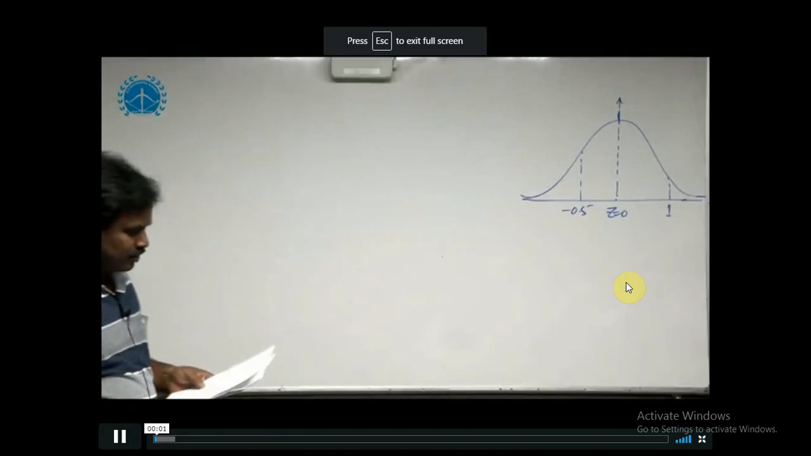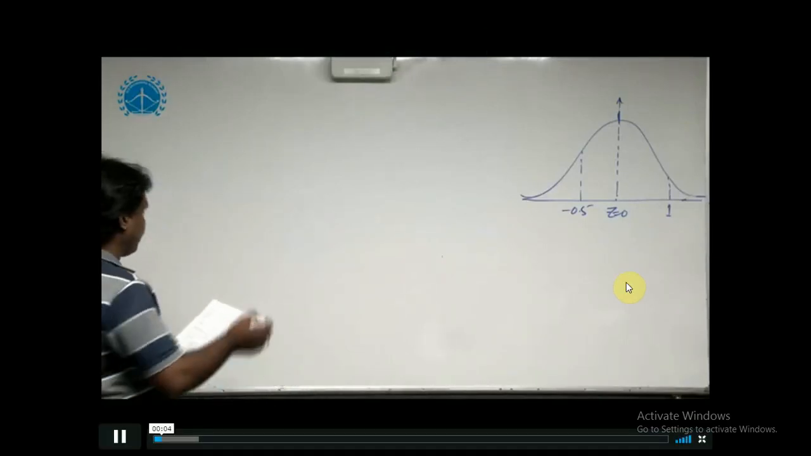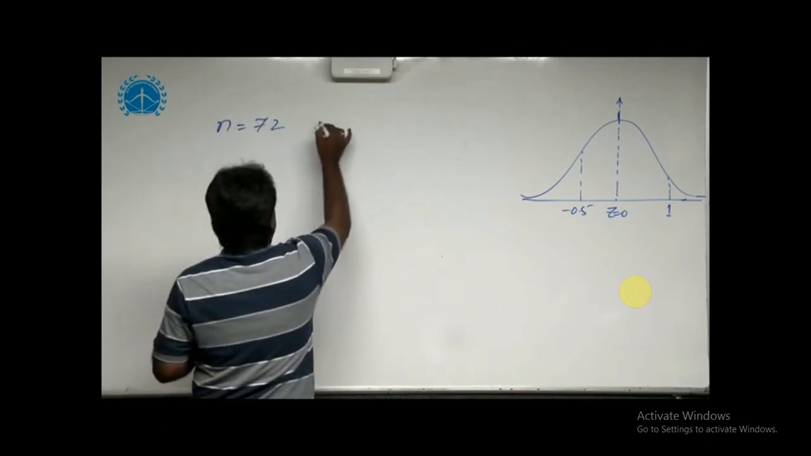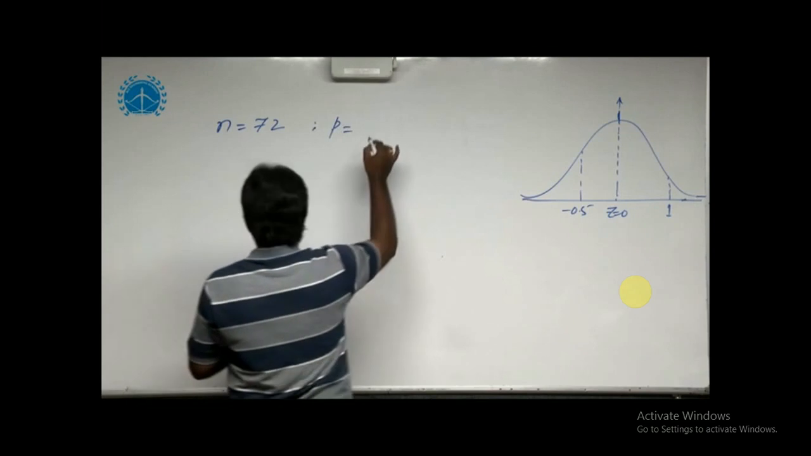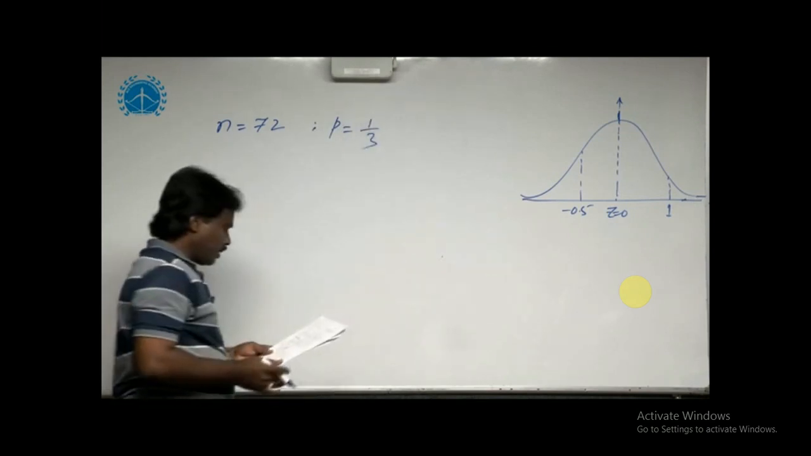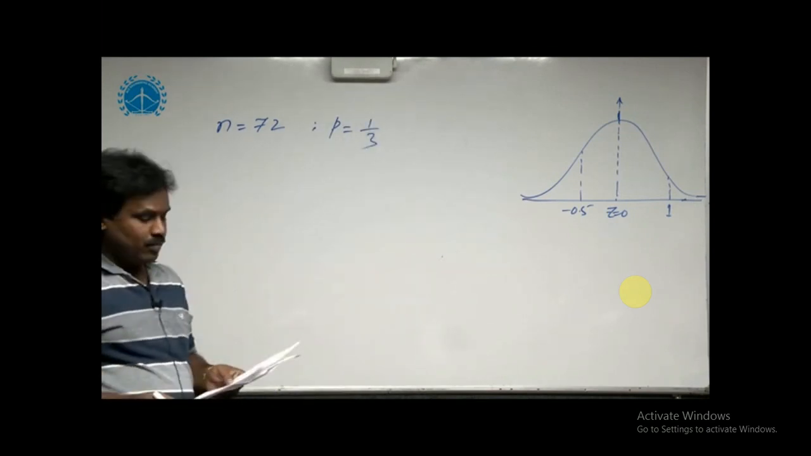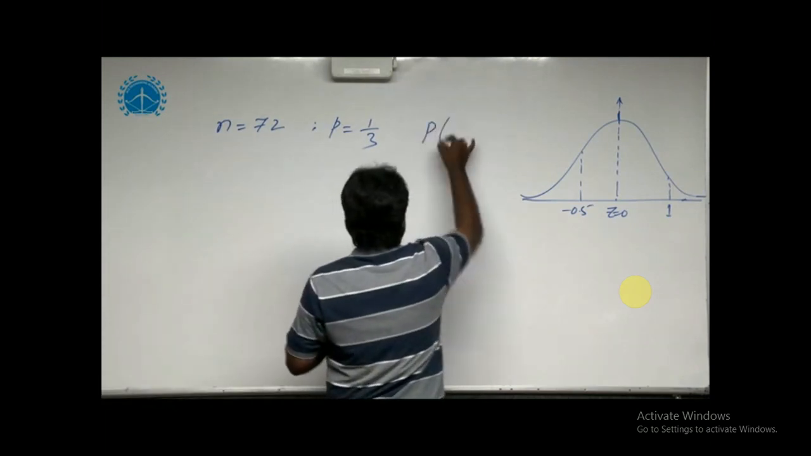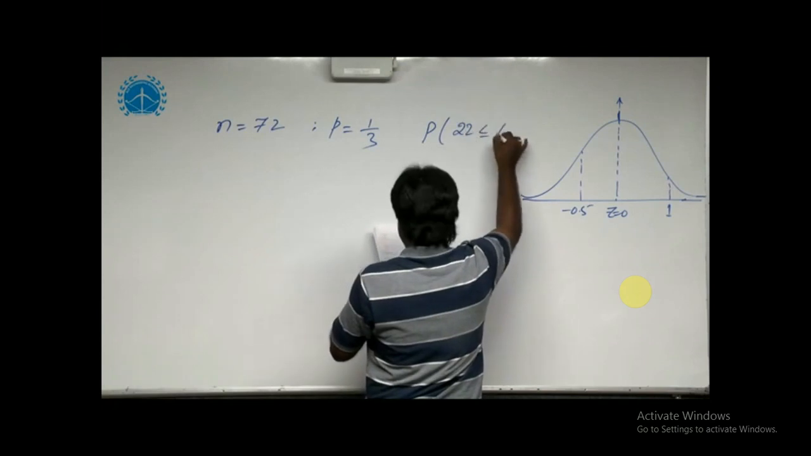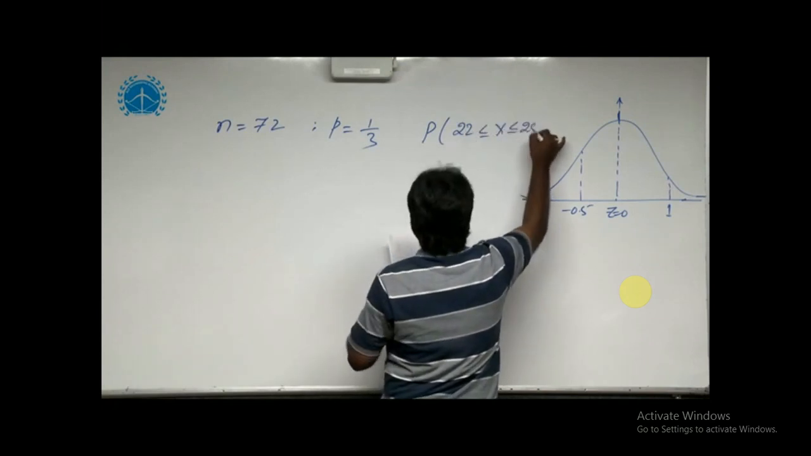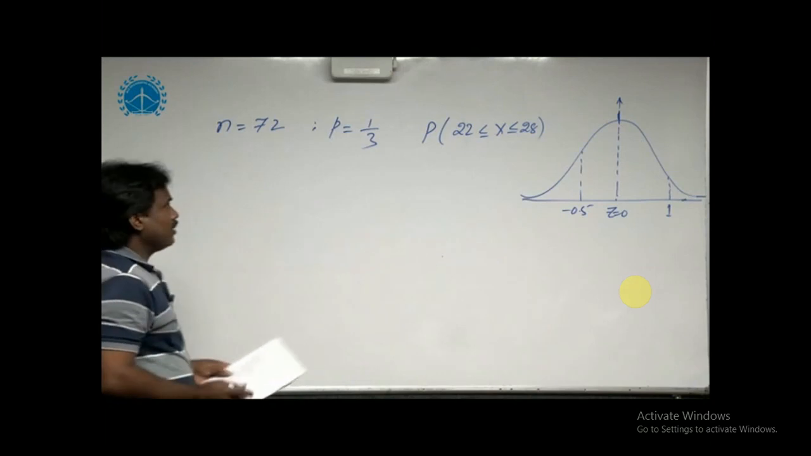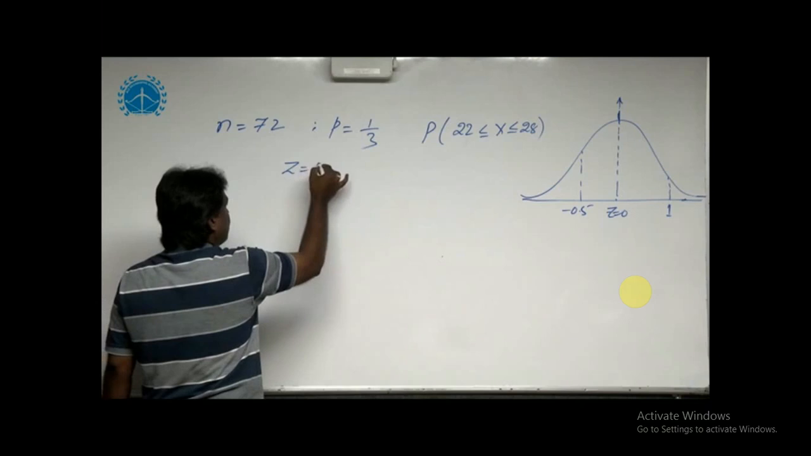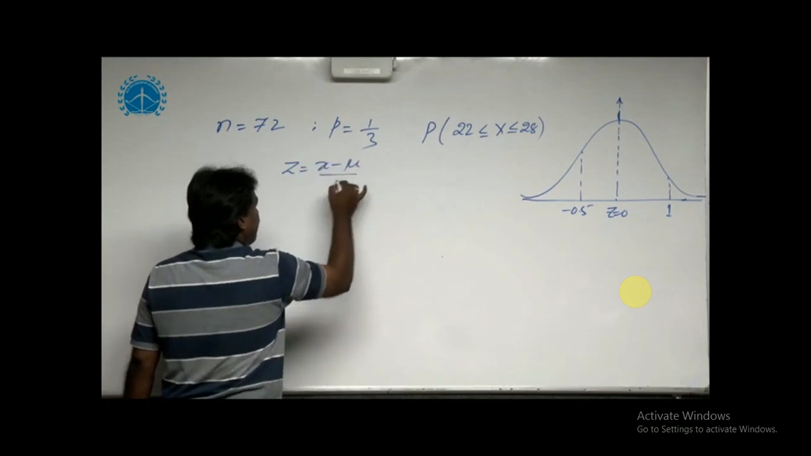This question: x is a binomial random variable with n equal to 72 and the probability p equal to 1 by 3. And by using normal approximation to the binomial distribution, our required probability is 22 less than or equal to x less than or equal to 28. So here, first the normal distribution: the value of z is equal to x minus mu by sigma.